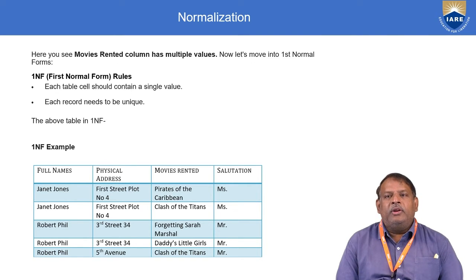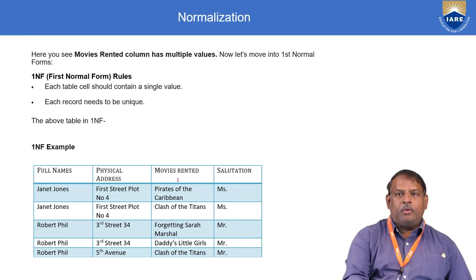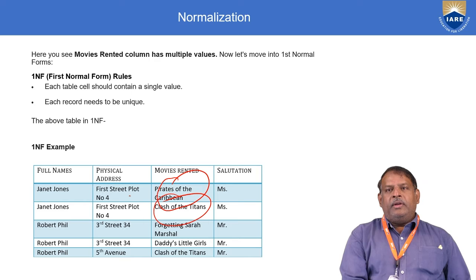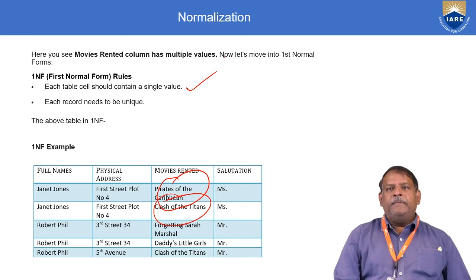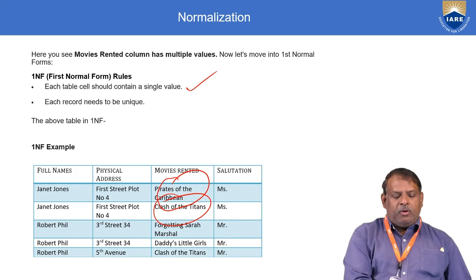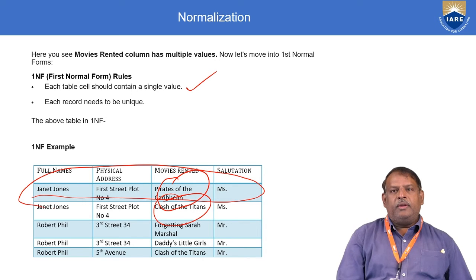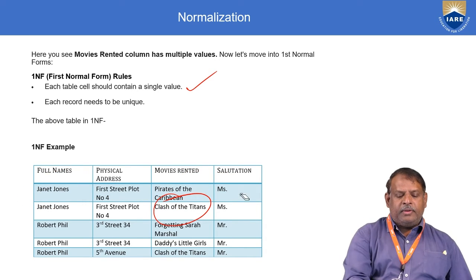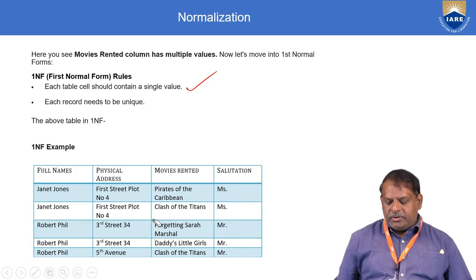So for that, we will break the movies rented into multiple records. As Jones has taken two movies, we'll have two records for Jones, one for each movie. One movie is Pirates of the Caribbean, another is Clash of the Titans. Here we are having two records for Jones. So we have applied the first rule that each table cell should contain one single value, followed by each record should be unique. Now the entire record is unique. There is no duplicate record as earlier. Okay, this is the first normal form.